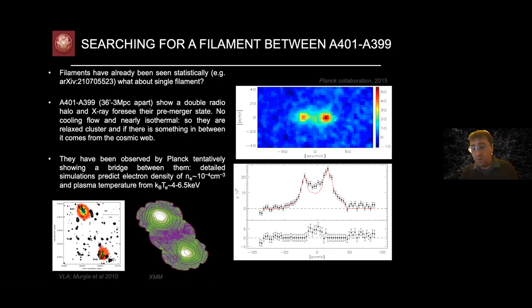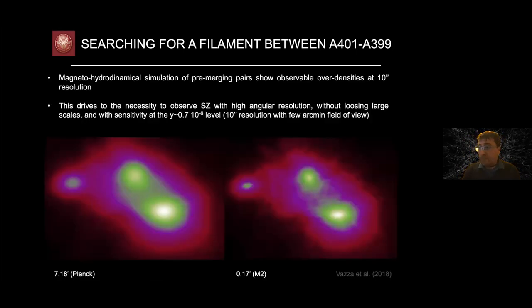So we want to go to higher resolution. We did run some magnetohydrodynamical simulations. This is a pair of clusters, not the same pair of clusters, but a pair of clusters at the angular resolution of Planck. Basically, this resembles what we have been observing on the Planck map. And this is the same pair of clusters with an angular resolution similar to what MUSTANG-2 could achieve. And so we do see turbulences in there.